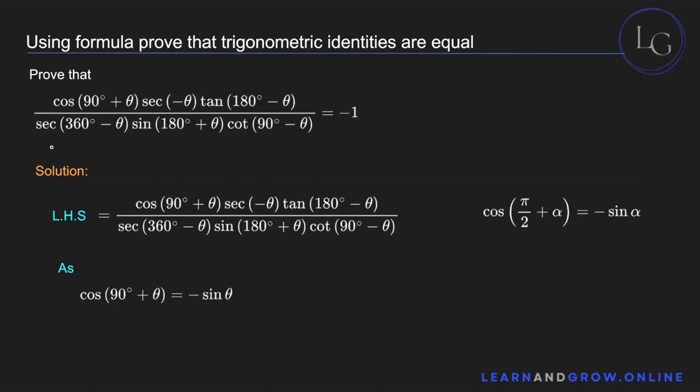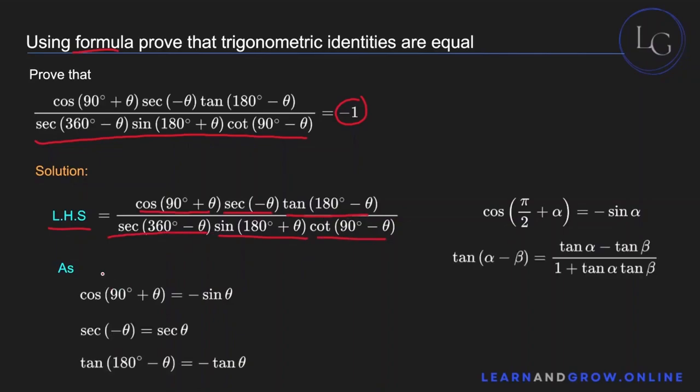Now, we need to prove that the left-hand side over here is equal to the right-hand side, which is just -1. So we need to simplify this entire left-hand side in a way that gives us -1 in the end. So we're using the formulas to prove that the trigonometric identities are equal. Let's look at the left-hand side. We need to look at each individual trigonometric function over here. Okay, so let's look at cos of 90 plus theta first.